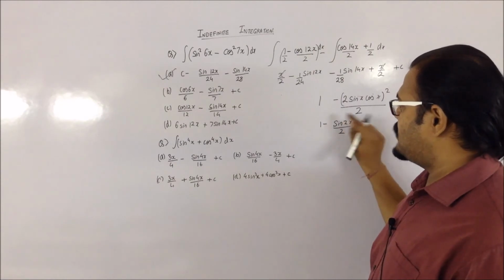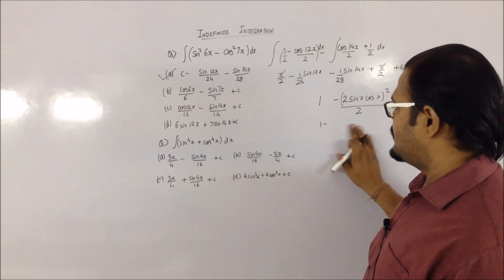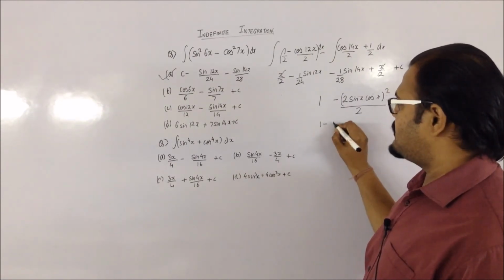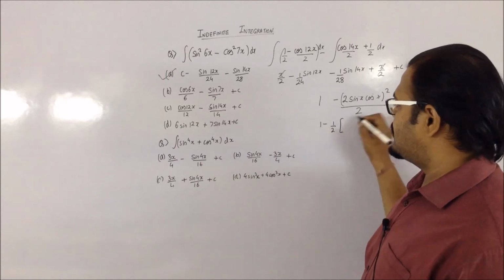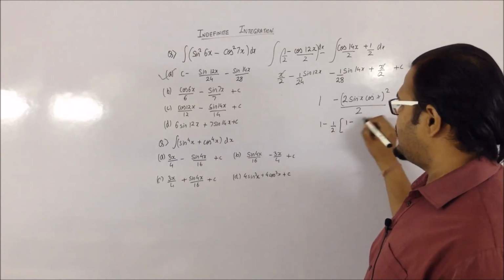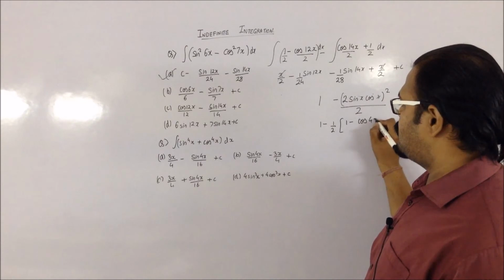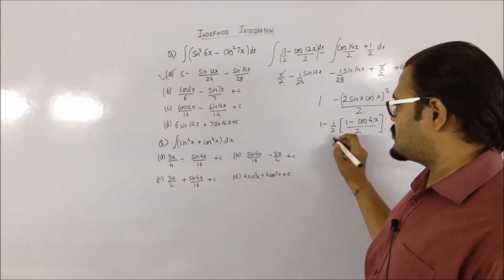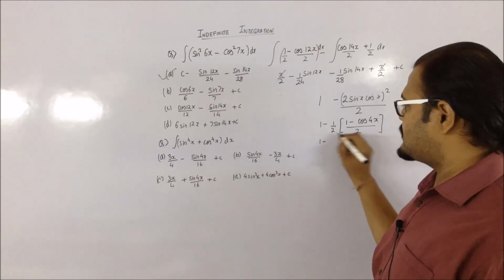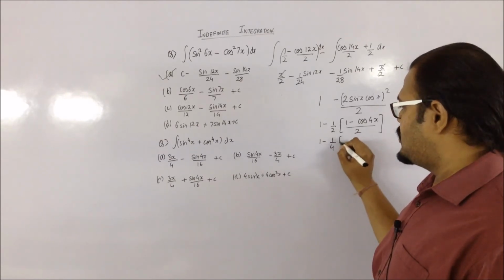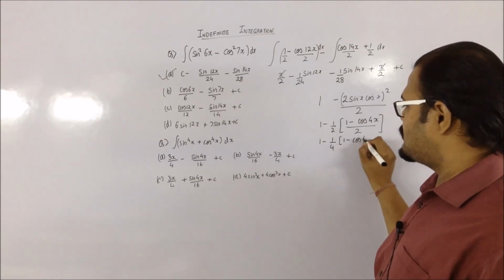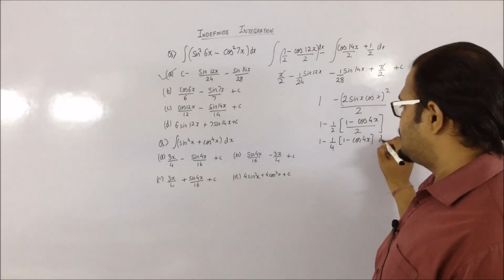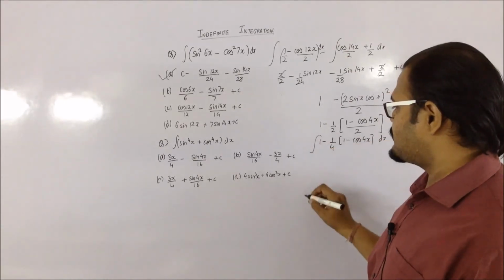So I know how to replace a sine square x. So sine square x can be replaced by a cos, so 1 minus cos of 4x by 2. So now solving this particular thing, you are having a 1 minus, this becomes a 1 by 4 of 1 minus cos 4x, and you have to find the integration of this.